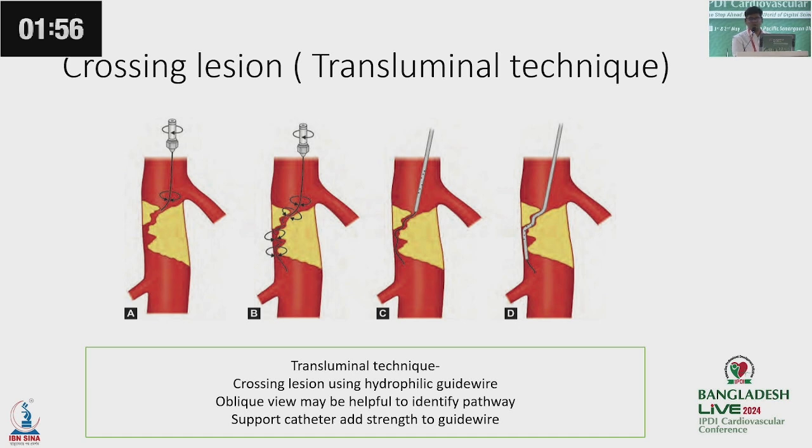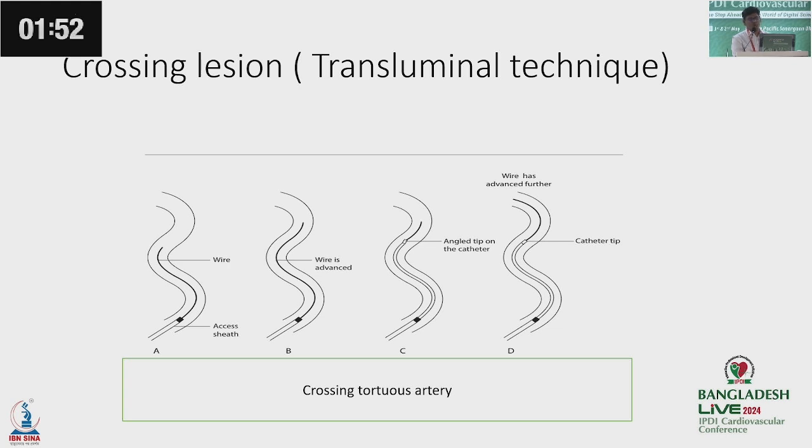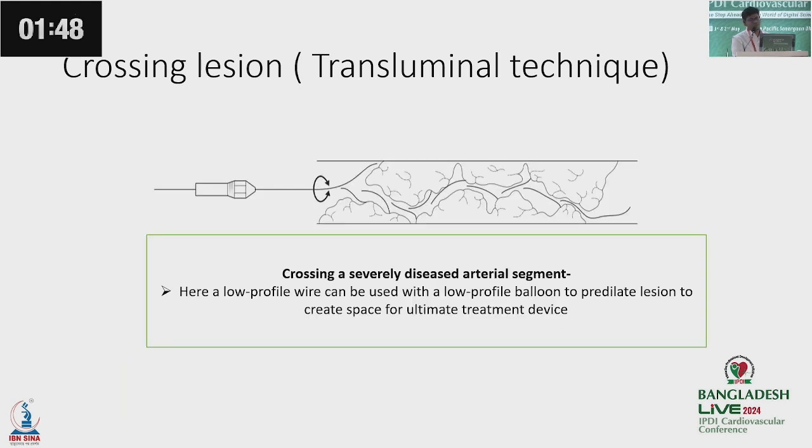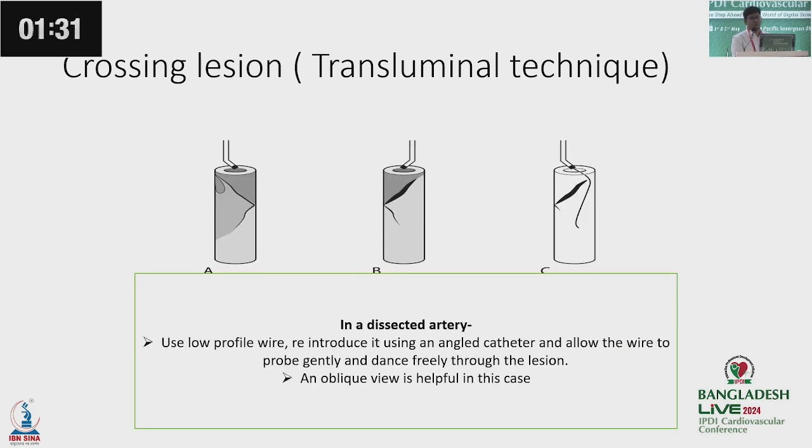You will take an oblique view and pass the support wire and the guide wire. This is what the picture will look like while you cross a tortuous artery. And this is what it looks like when you cross a severely diseased arterial segment. What you can do, you can take a low profile wire and a low profile balloon, pass them, and pre-dilate the lesion. It will help you to cross and give the ultimate treatment to the patient.